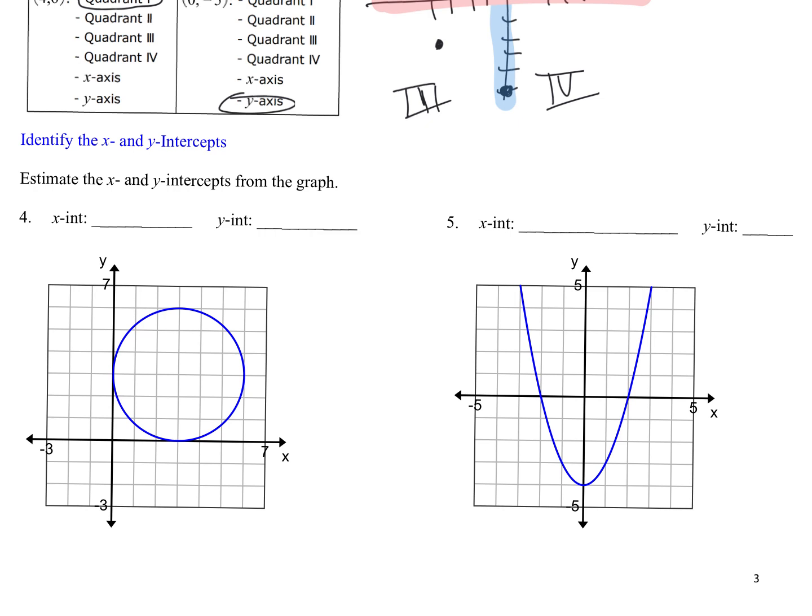And for my x-intercept, remember, I'm just trying to find where it crosses the x-axis. And it appears it crosses the x-axis right here, which is at 3, 0. And notice I always write my x-intercept as an ordered pair, x, 0. In this case, the x is 3. And then for my y-intercept, it appears to be right here, and that's at 0, 3.